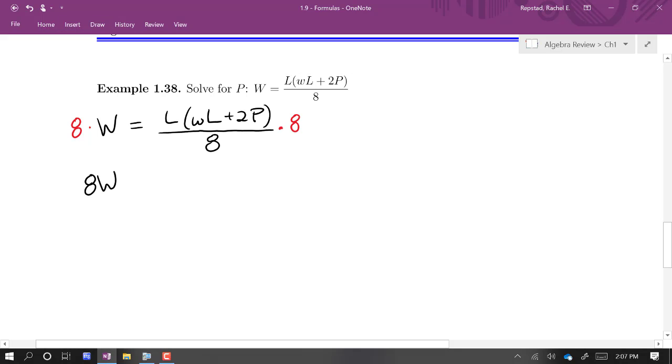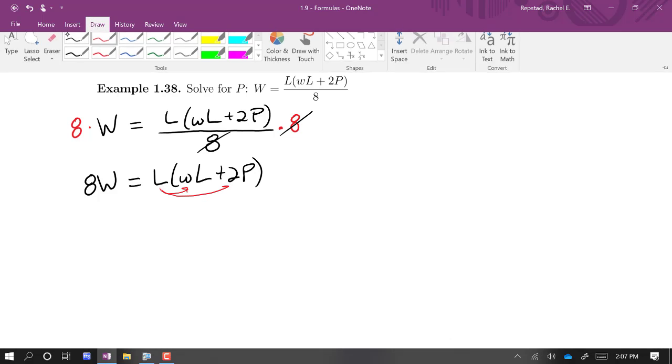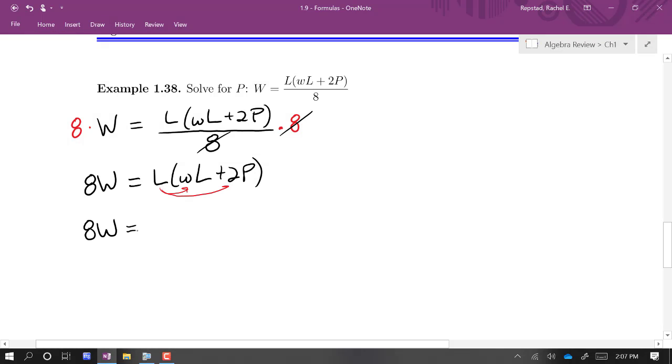And we get 8w equals, over here the 8's cancel, L times W, L plus 2P. And we have a capital W and a little w. I'm going to keep that in mind as we go through this. Now I want to solve for P, which means I have to get it out of those parentheses, and the way we get something out of parentheses is the distributive property. So I'm going to distribute this L through those parentheses. So I get little w L squared plus 2LP. Now that that's out of parentheses, I can isolate the term that has the P. I'm going to do that by subtracting little w L squared from both sides.